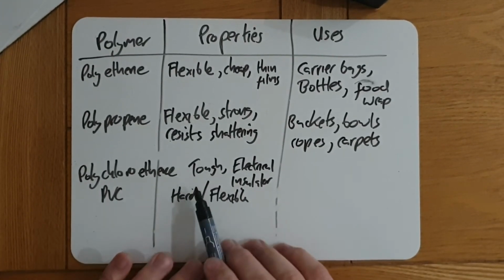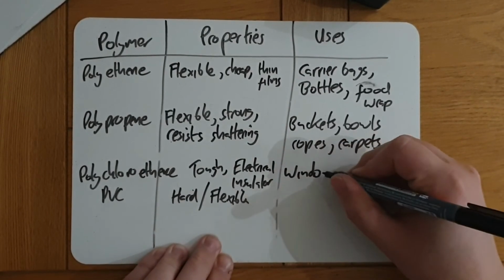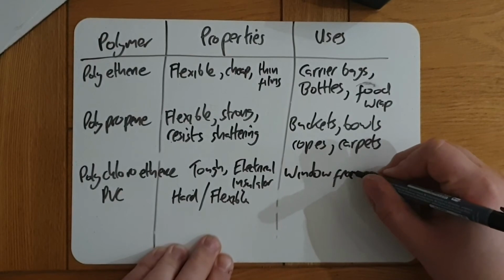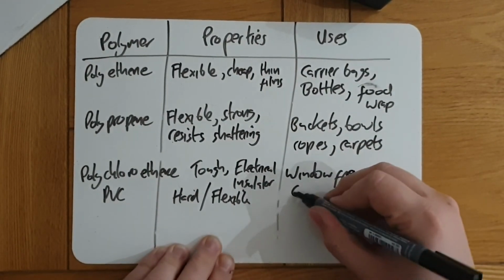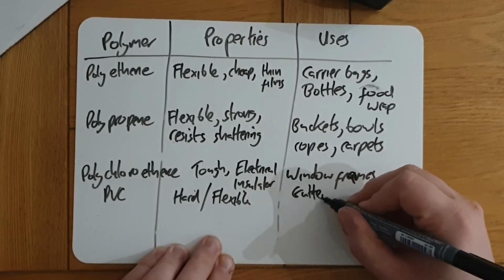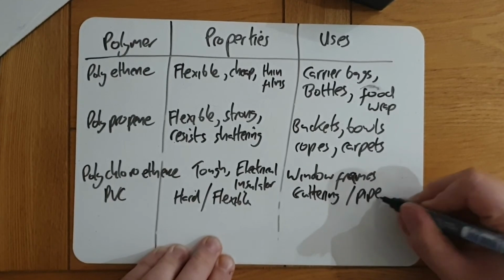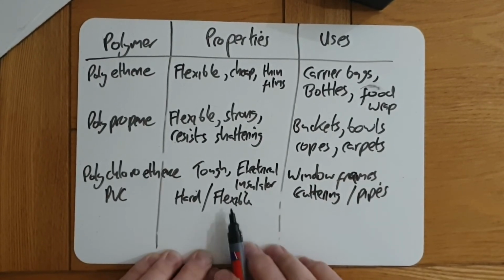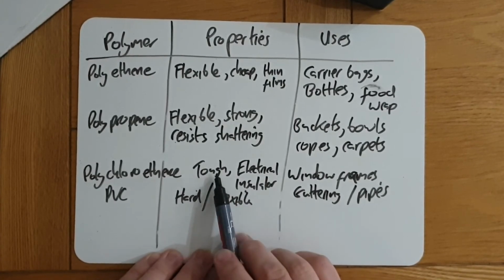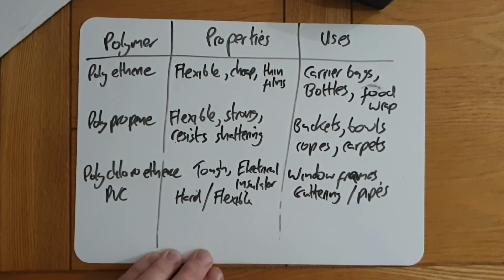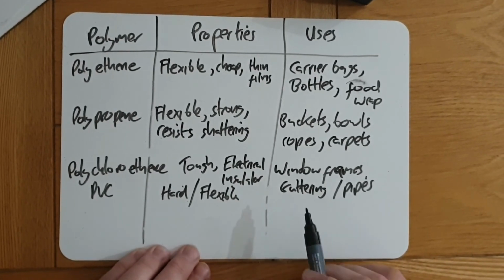Because it's so tough and you can make it really hard, that's where it's used for window frames, or guttering, or plastic pipes. So that is the hard one. If you make it flexible, the fact it's flexible, an electrical insulator, and it's still tough, is where it's used for the insulation around electrical cables.